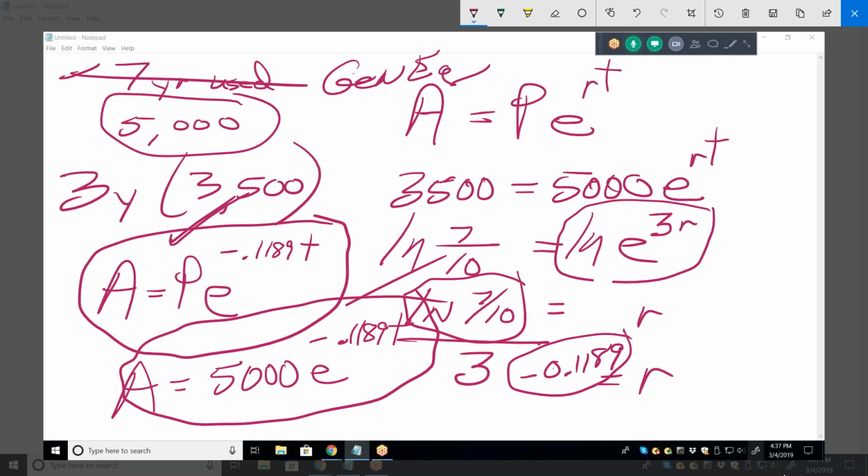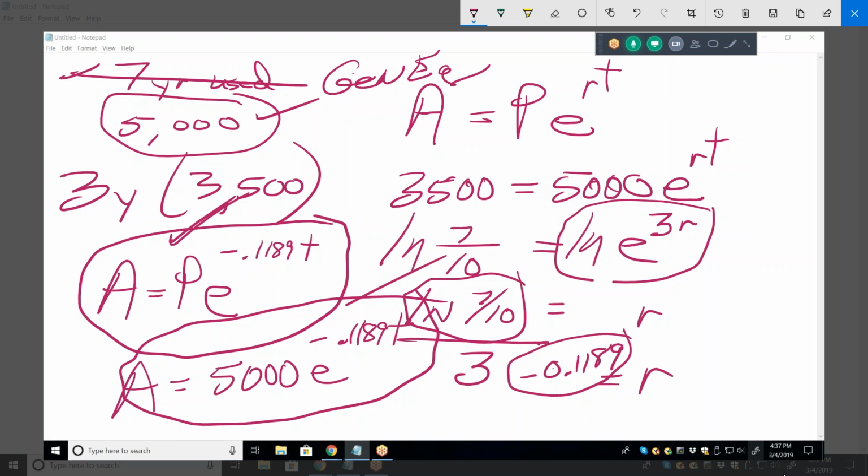Hold on a second. No. The car, that's why they told us it was 7 years old to begin with. Since we assumed it was new at 5,000, when they ask what it's going to be worth when it's 13 years old, that makes t 6. In other words, that's 6 years after you bought it, correct? So t is 6.